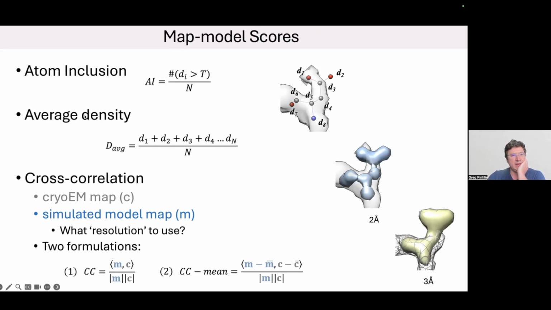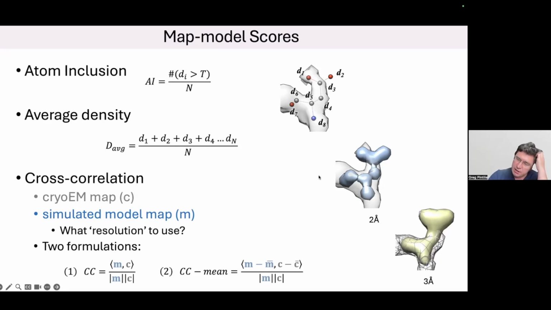Another very basic score is the average density, and this is used a lot in refinement, but the average density just tries to maximize the map value at each atom position without really looking at what's going on around the atom. Slightly more sophisticated is the cross correlation score.